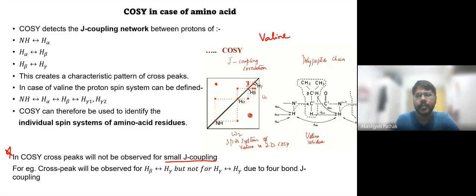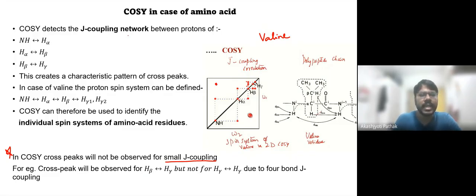So another important point is that the coupling information will only be present within a single amino acid residue. COSY will not provide you information about the next amino acid residue, that is, whether this amide proton is connected to the i+1 amide proton. That information will not be provided by a COSY experiment.